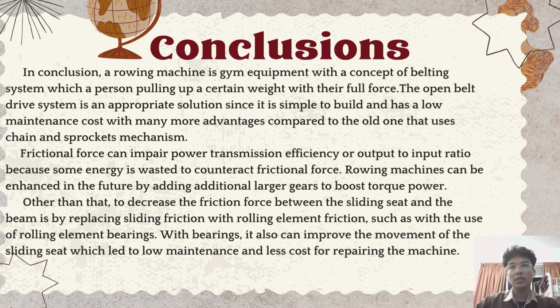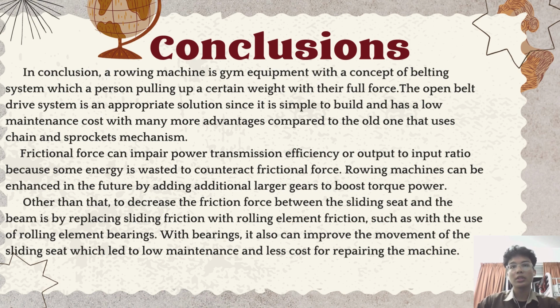It ensures that the movement of the machine runs quietly and smoothly. Next, the open belt system is perfect for short range power and motion transfer. Furthermore, friction is the force that opposes motion when two distinct surfaces come into contact. In a machine, friction is defined as the force that opposes the motion of an internal component that is in use. The rowing machine can be enhanced in the future by adding an additional larger gear to boost torque power. When the torque power is increased, the power transfer also improves.